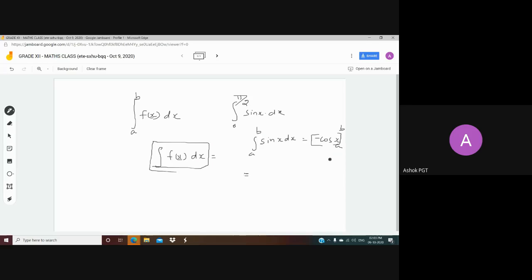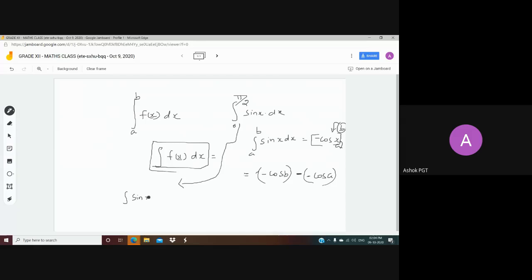Now, what they will do is, first they will give the upper limit as an input for this function. So minus cos b, and then they will substitute the lower limit. Actually, the upper limit is given as an input minus the lower limit. Here the lower limit is a, so cos a. In this problem, students, are you clear till now? Yes, sir.